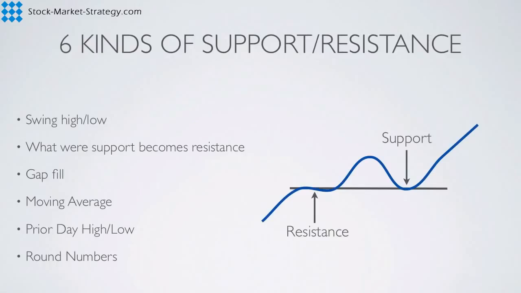There are 6 kinds of different support resistance. The first is the swing high low. The second is what were support becomes resistance and vice versa. Then we got small support in as when gap is filled. We also got support in moving average, which is called dynamic support. And then we got prior day high low, which works best for day trading. And then round numbers. But let me go through these 6 one by one and show you on charts what I mean.